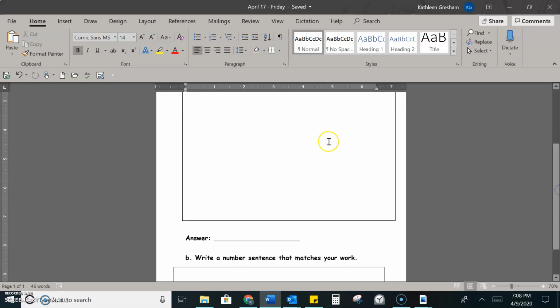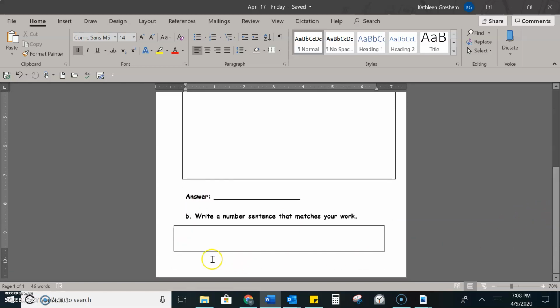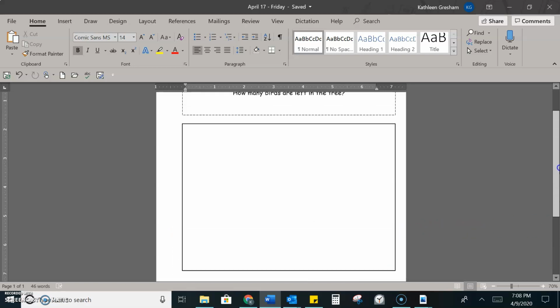Okay, and then once you use that strategy down here, you can write your answer on this line, and then in the rectangle at the bottom, this is where you will write a number sentence that matches your work, what you did to solve this problem.